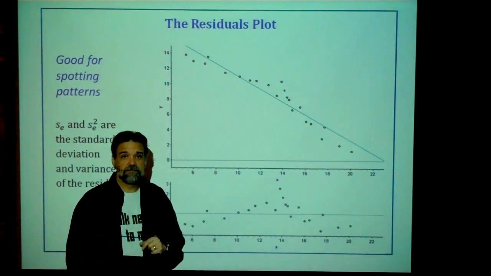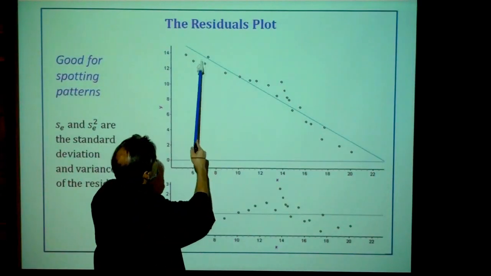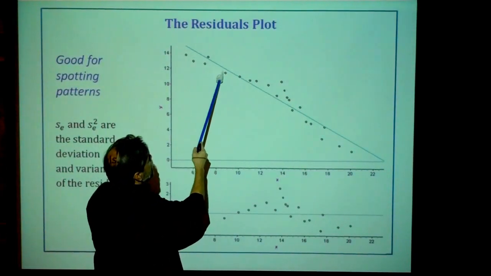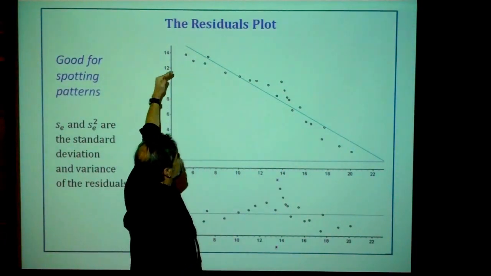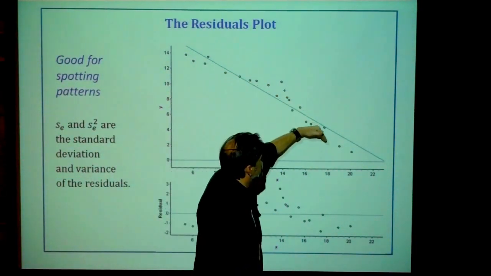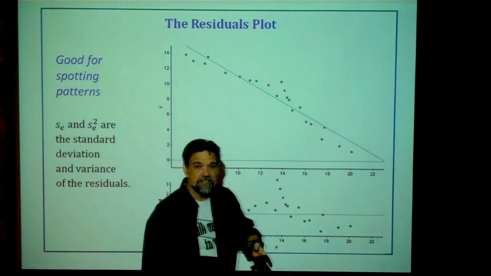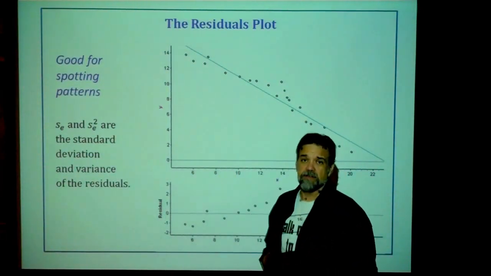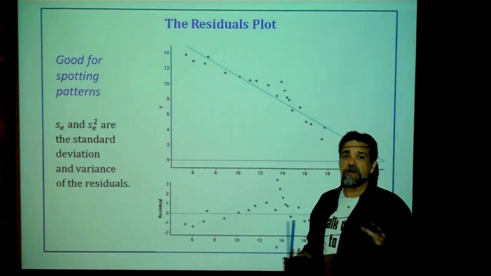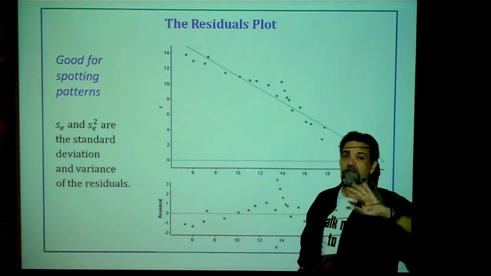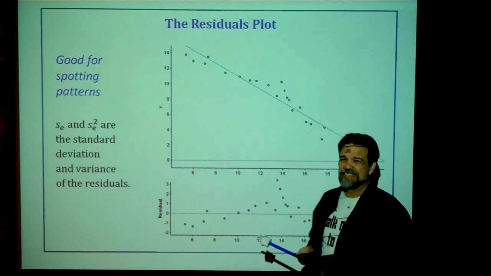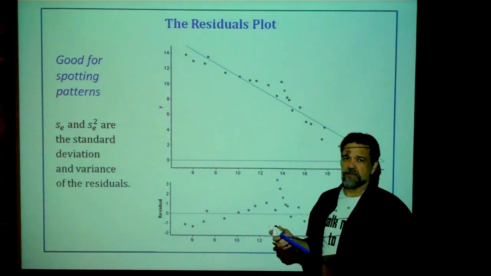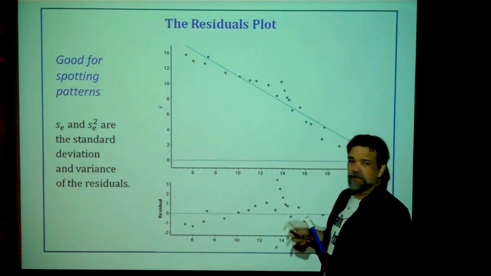Not good, okay? You can see that pattern here as well. It's below the line, then it's going above the line, then it's going below the line again. So you can see that it's kind of going like this and maybe turning a corner and heading down. Well, what that means is we should not be using a linear model here. We should be using some other kind of model. What kind of model? We'll get to that later. But for right now, we would just look at that and say, I don't think this is appropriate. I don't think that this data actually follows a linear pattern.